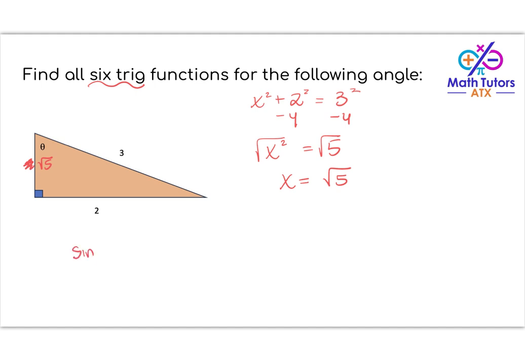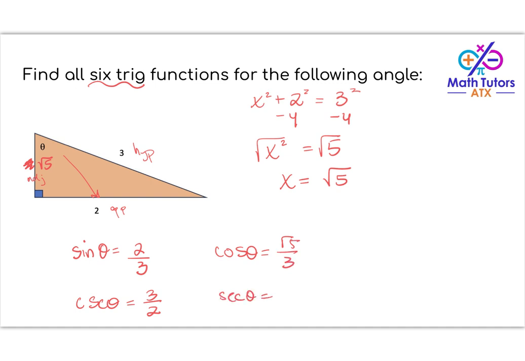So if we're looking at the sine of theta, we know that's opposite over hypotenuse. Great, so 2 over 3. If we do the cosecant, we just flip that: 3 over 2. Great. Let's look at the cosine of theta. That's adjacent over hypotenuse. If this one's the opposite and this one's the hypotenuse, this one is our adjacent. So radical 5 over 3. And then the secant is going to be 3 over root 5.